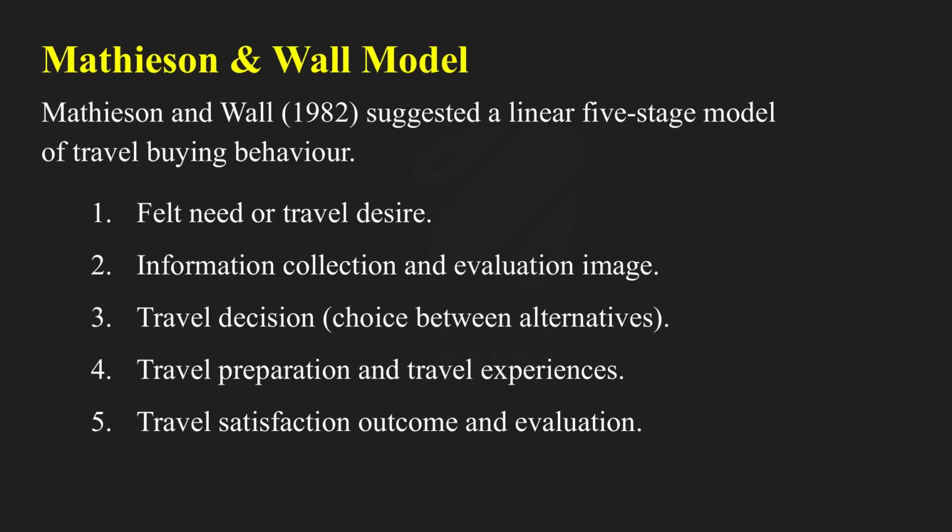Mathieson and Wall's model. Mathieson and Wall in 1982 suggested a linear 5-stage model of travel buying behavior. 1. Felt need or travel desire. 2. Information collection and evaluation of destination image. 3. Travel decision, choice between different alternatives. 4. Travel preparation and the travel experiences. 5. Travel satisfaction outcome and its evaluation.